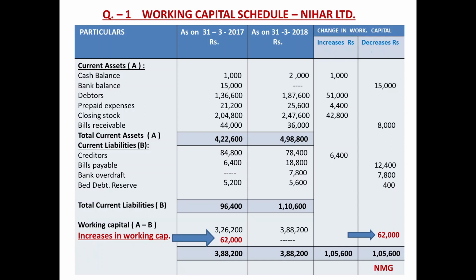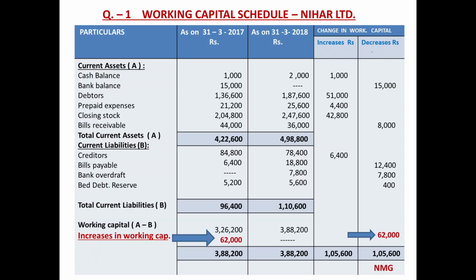Means whatever changes happened in the balances of current assets and current liabilities during the current year, and consequently what impact came on the working capital, that can be decided by preparing this working capital schedule. So in the current year, it indicates an increase of rupees 62,000. This 62,000 we have reported in the 2017 column just to tally or confirm the total of 3,88,200, 3,88,200.